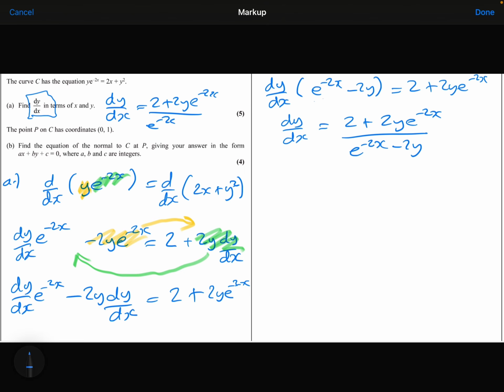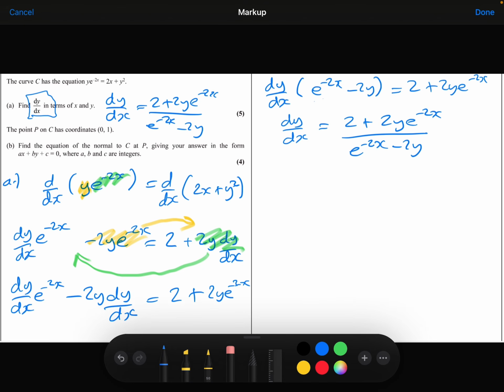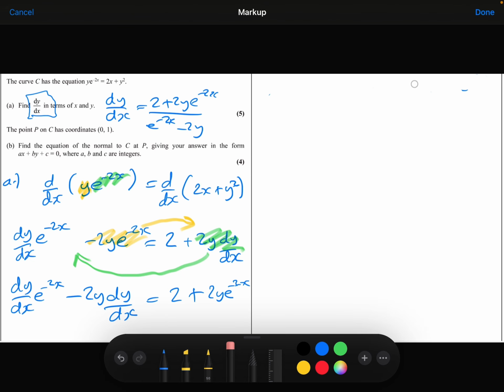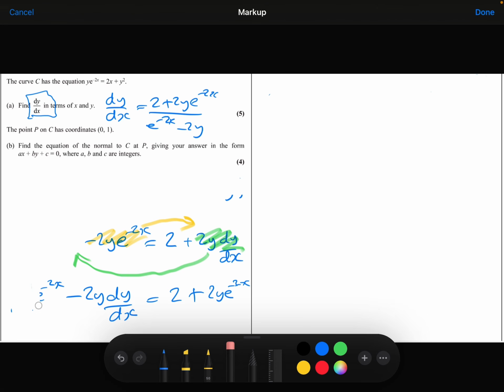Right, part B. We're told that the point P has coordinates 0, 1, and we're told that we need to find the equation of the normal to the curve at point P, giving our answer in the form ax plus by plus c equals 0. So I've just worked out my gradient function in part A of the question.